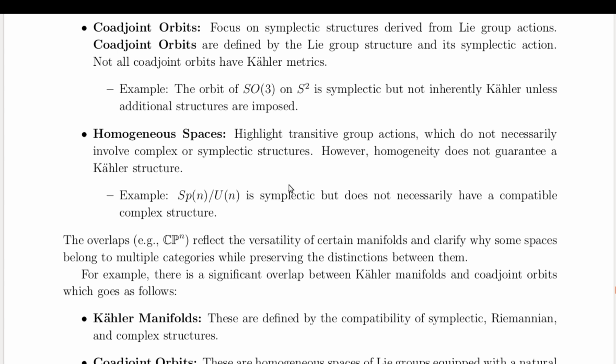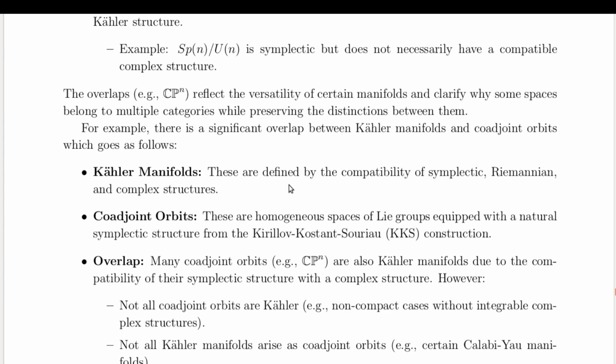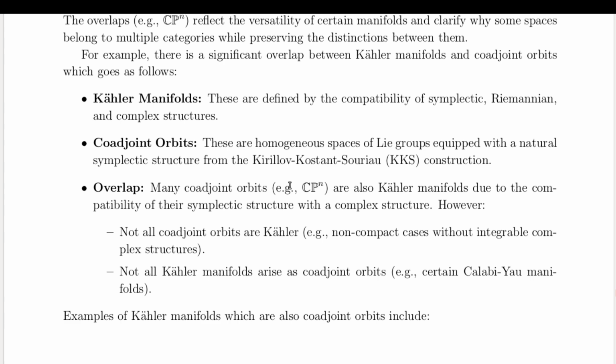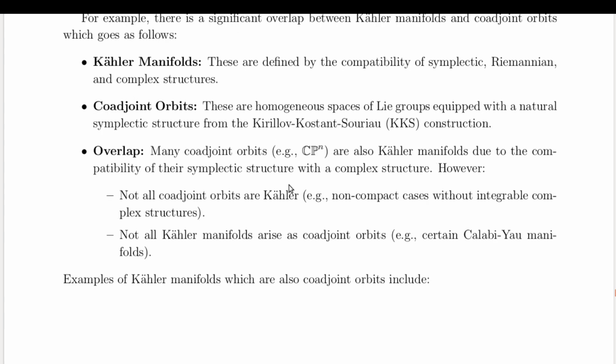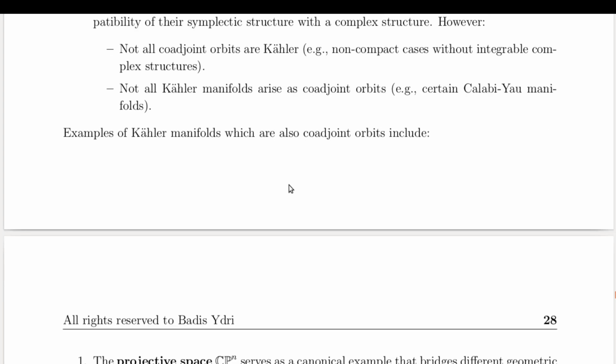Furthermore, as a homogeneous space, CPN can be written as the quotient of unitary groups, emphasizing its role in representation theory. This multifaceted identity, Kähler, coadjoint, and homogeneous, explains why CPN appears in diverse areas, from algebraic geometry to quantum mechanics, and why it serves as a foundation for studying higher dimensional geometry.